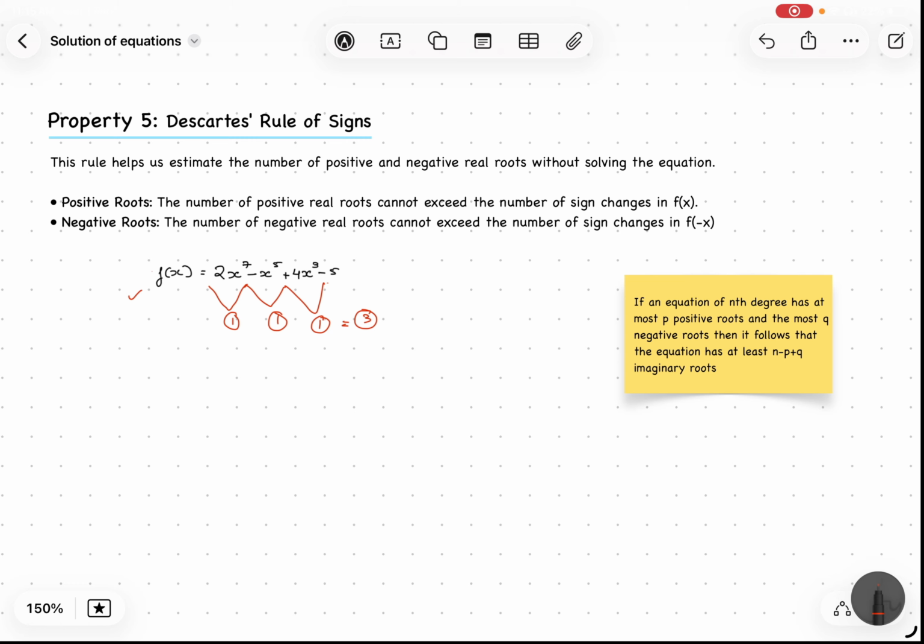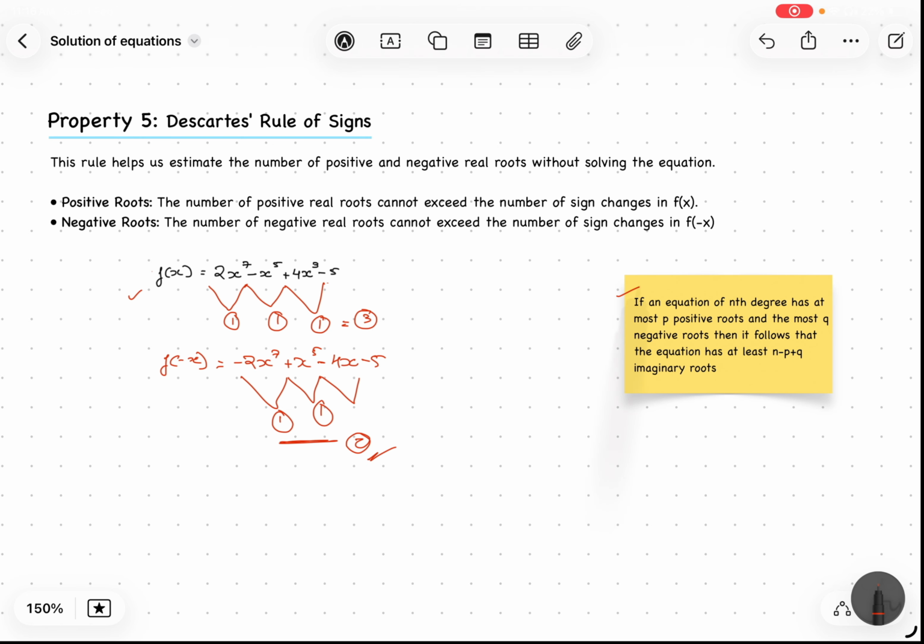To find the negative roots, we have f of x, we replace x by minus x. Then it would be minus 2x to the power of 7 plus x to the power of 5 minus 4x minus 3. Now see the sign changes. From minus to plus it is 1. From plus to minus it is another 1. From minus to minus there's no sign change. So we have two sign changes. So the maximum negative roots would be 2.